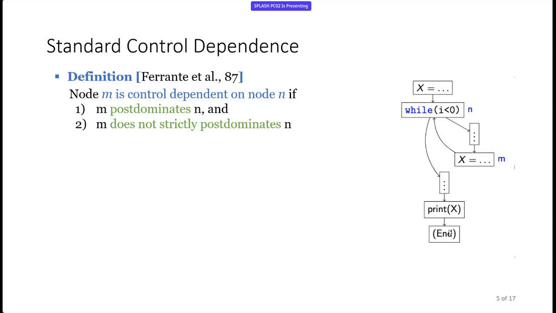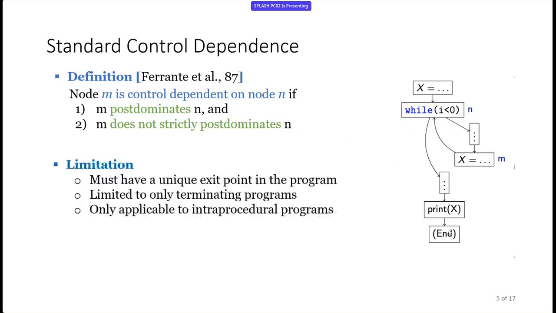The second condition says that M does not strictly post dominate N, which means that there exists a path from N to the exit node without going through M. The problem with this definition is that it requires the control flow graph to have a unique exit point. That means the program must terminate. But we have modern programs, for example reactive systems, distributed systems, and web services. These kinds of programs do not terminate at all.